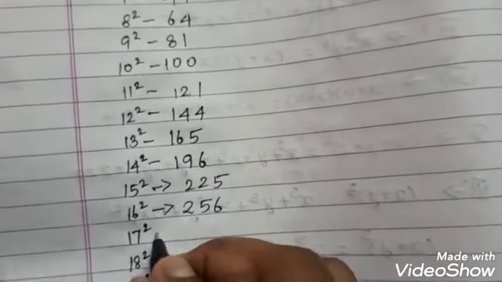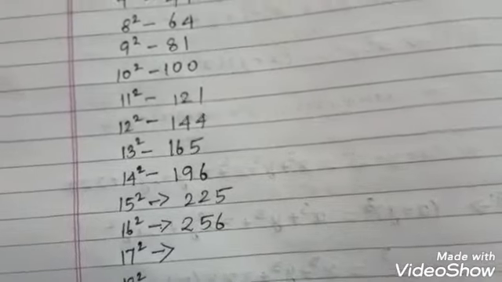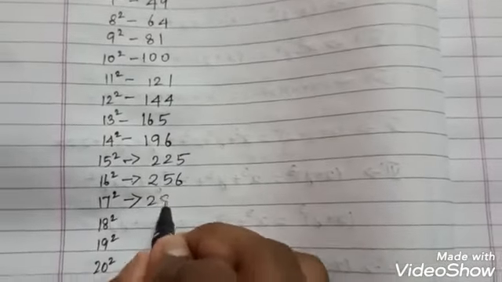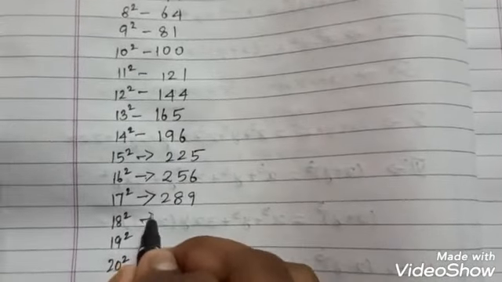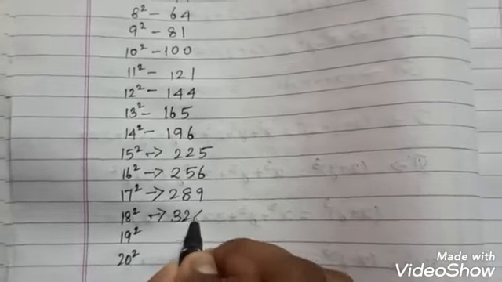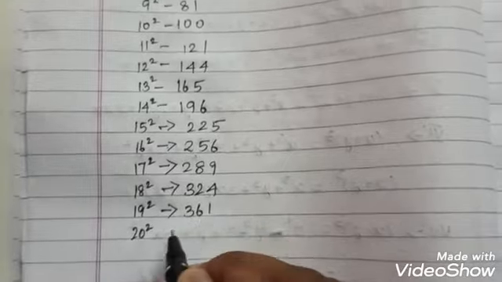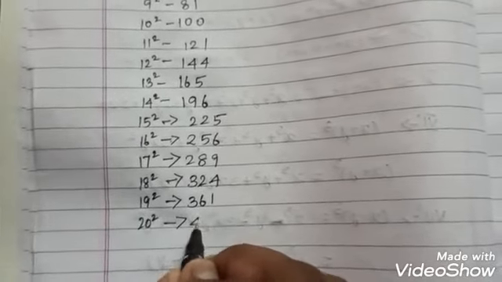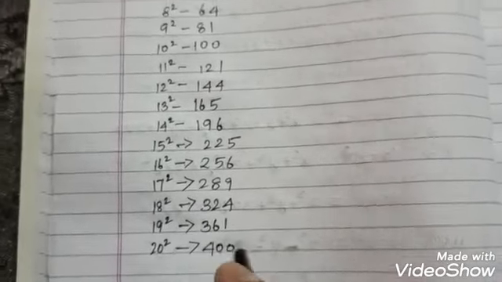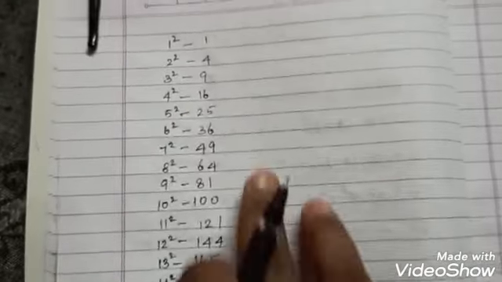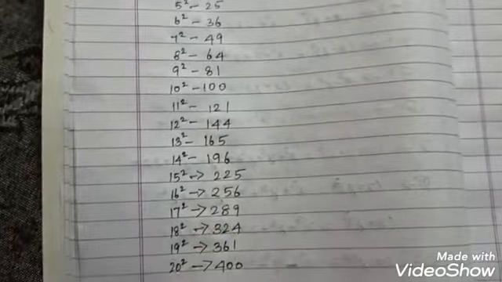256, and this one 289, and then this one 324. 19 square we get 361, 20 square you get 400. So I think these are the squaring numbers. You have to learn 1 to 20.